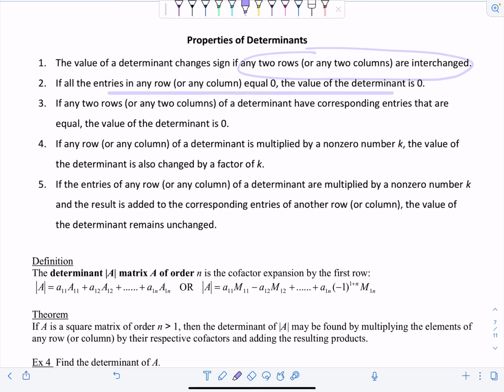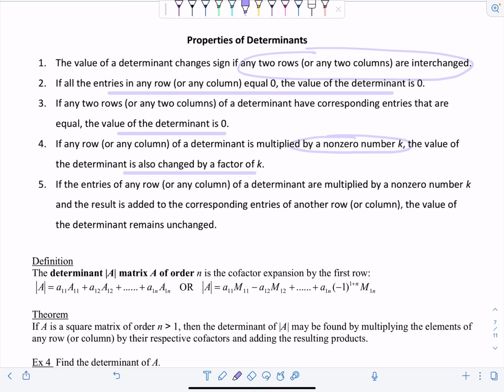If any 2 rows or columns of a determinant have corresponding entries that are equal, so you have a duplicate row or column, then the value of the determinant is 0. If any row or any column of a determinant is multiplied by a non-zero number k, some constant, then the value of the determinant is also changed by a factor of k.